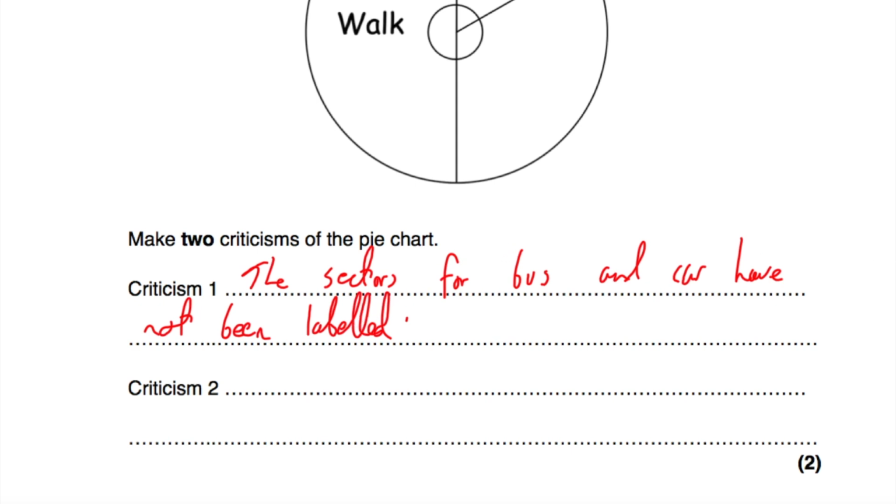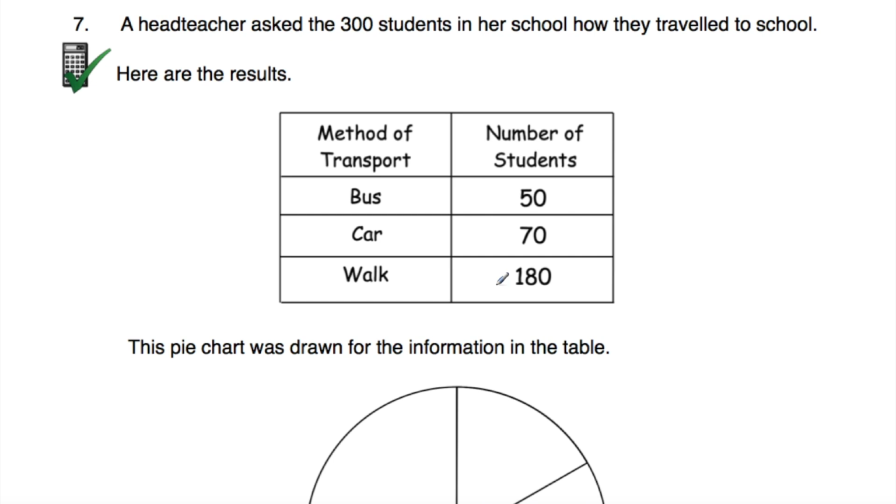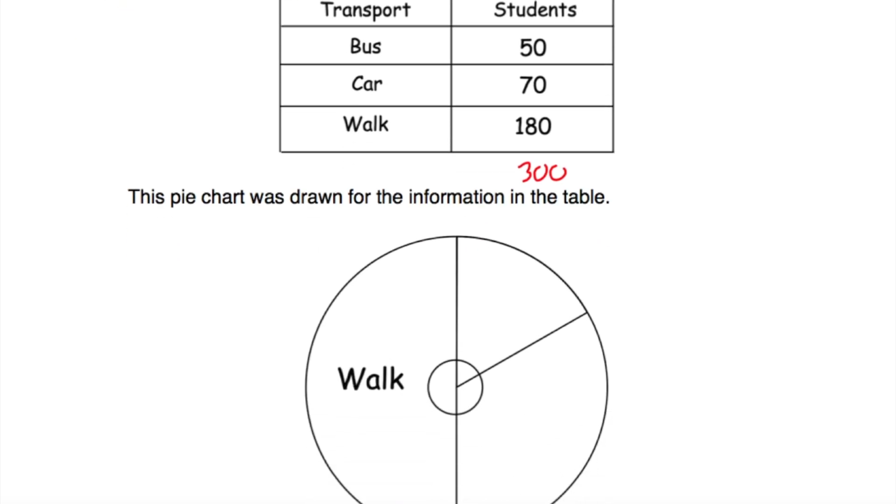Okay, the second criticism. Now if we have a look here at walk, that's half of the pie chart. But there were 180 students that walked out of the 300. Now, if half of the students walked to school, that would have to be 150 students, not 180, because obviously 150 is half of 300. So this angle doesn't seem big enough.